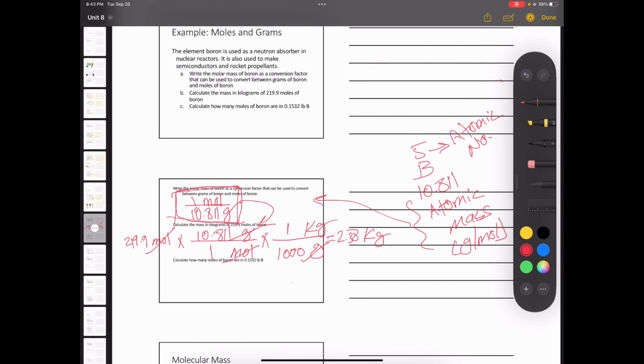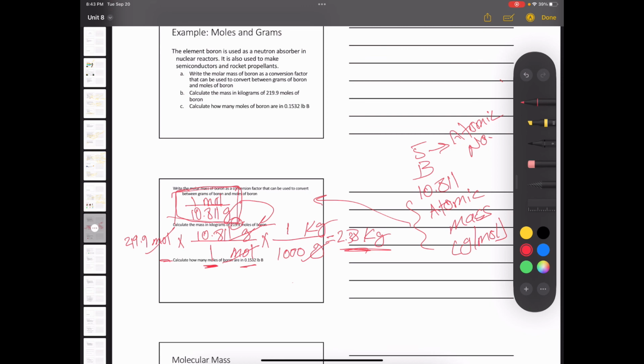So 219.9 moles of boron would equal 2.38 kilograms of boron. All right, let's do it the other way around. Now, the next question asks for how many moles of boron are in 0.1532 pounds.